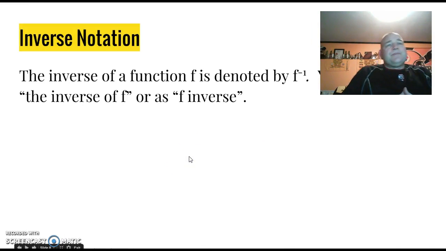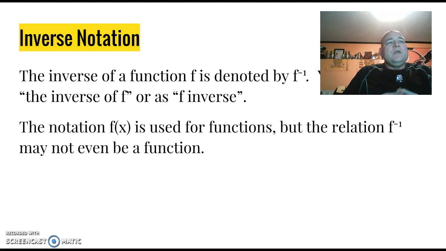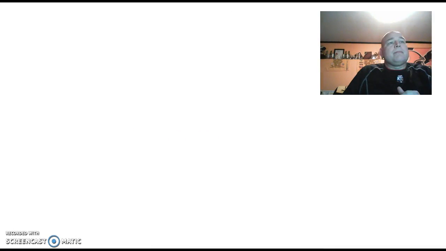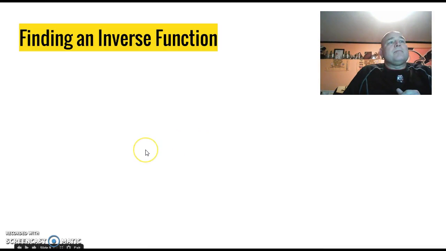Inverse notation. The inverse of a function f is denoted by f negative 1. You read f negative 1 as the inverse of f or as f inverse. It doesn't mean f to the negative first power, it means inverse. The notation f of x is used for functions, but the relation f inverse, the inverse of f, may not even be a function. And we'll leave it there.